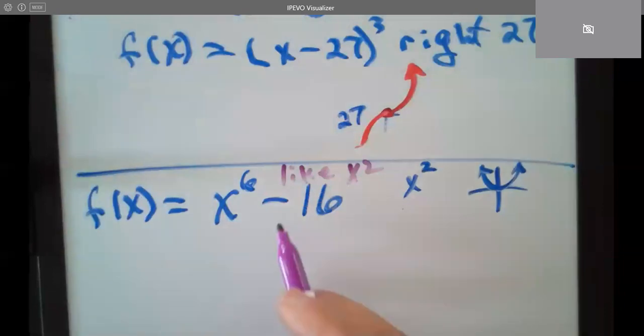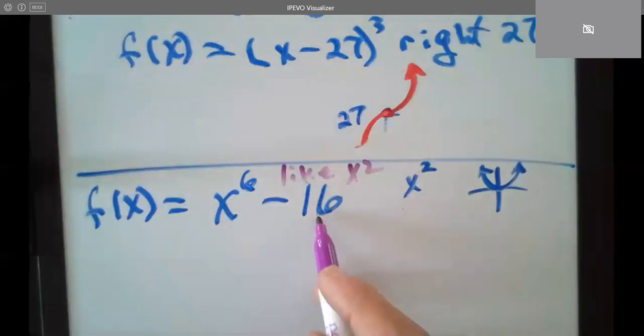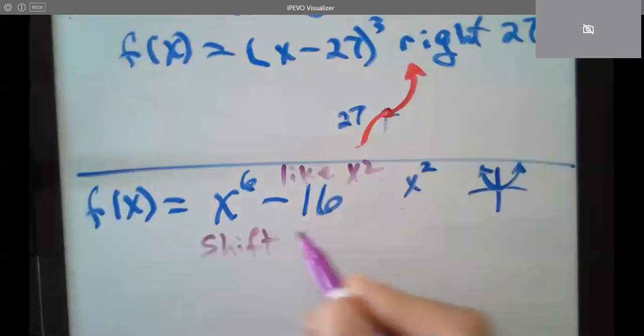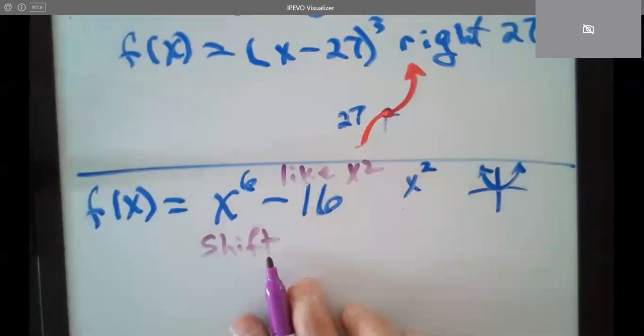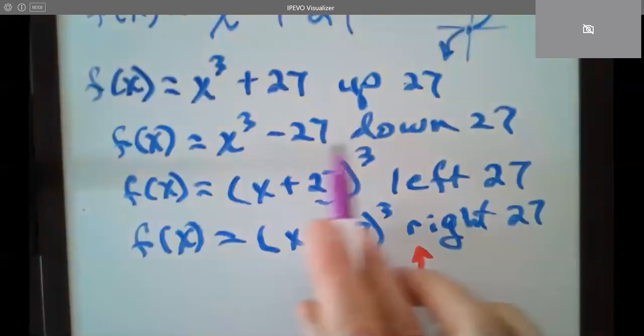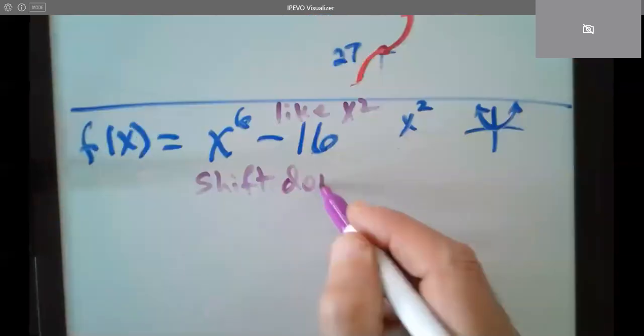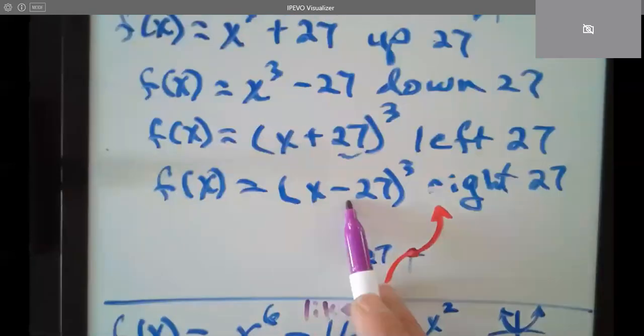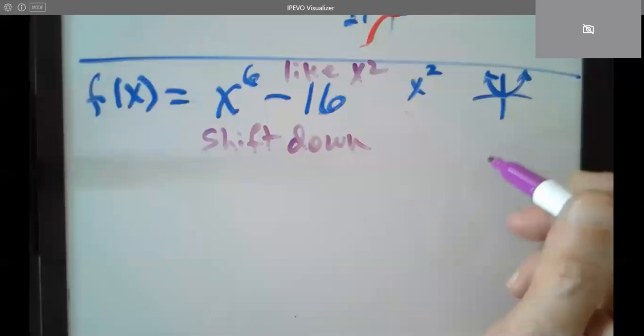And then the minus 16, what's that going to make it do? Shift which way? Up, down, right, or left? Down. Okay? It's going to shift down. It would shift right if it was inside parentheses like this. If it's inside parentheses, then it's going to shift to the right. But because it's not in parentheses, it shifts down.